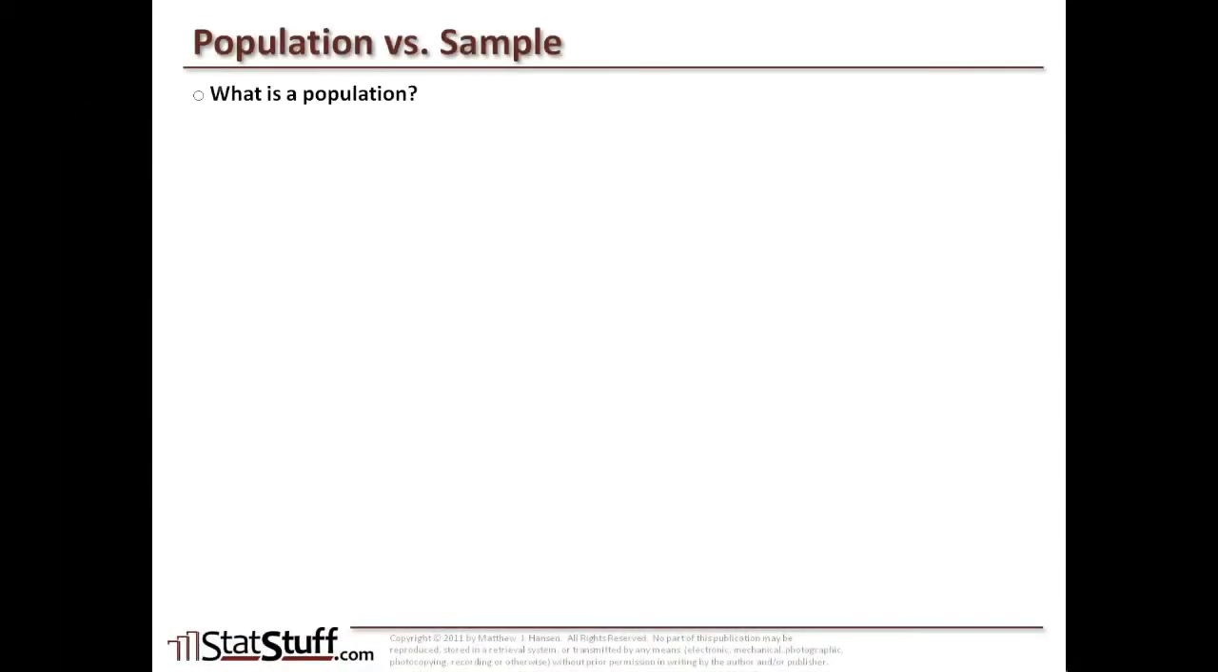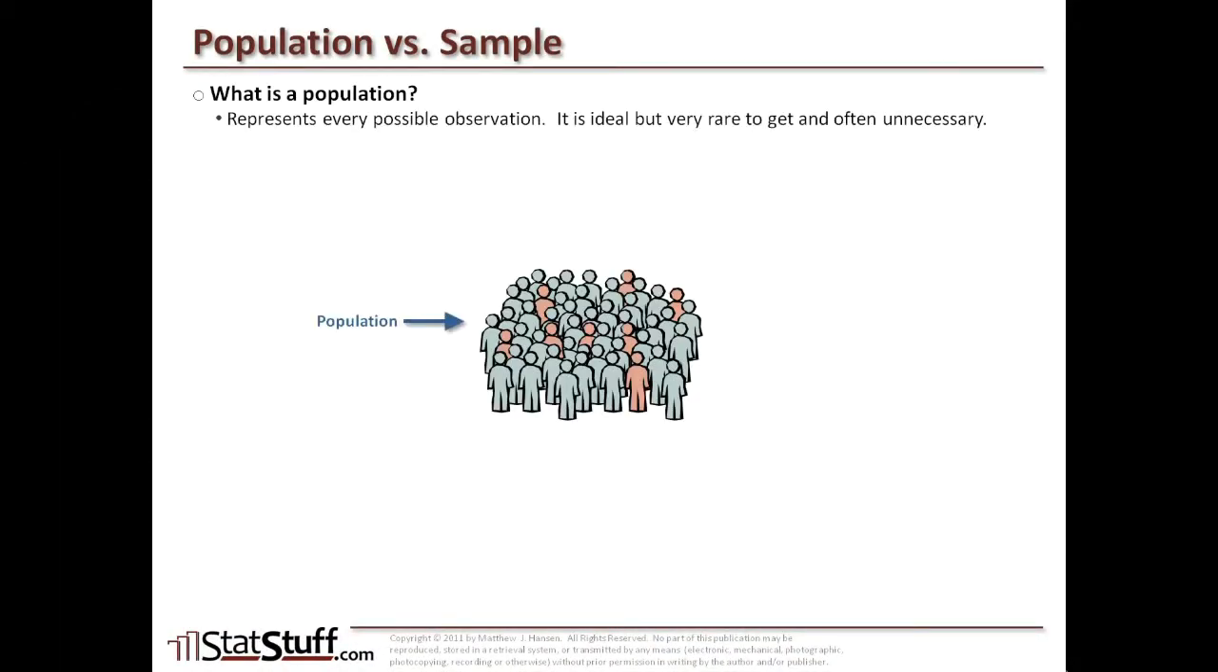We would say that a population represents every possible observation. Now, it's very ideal if we can measure an entire population, but it's also very rare when we have that opportunity. And quite honestly, it's not necessary that we always measure the entire population.